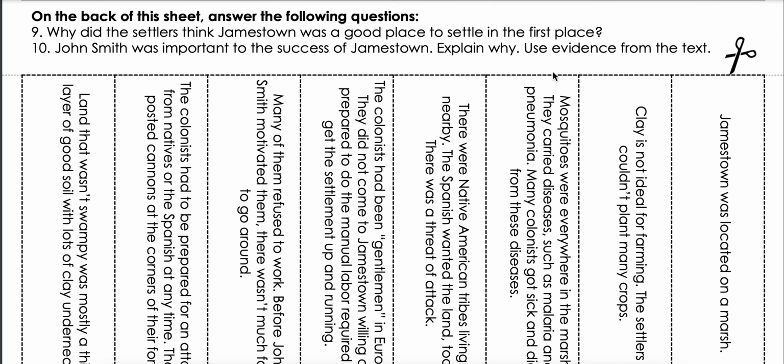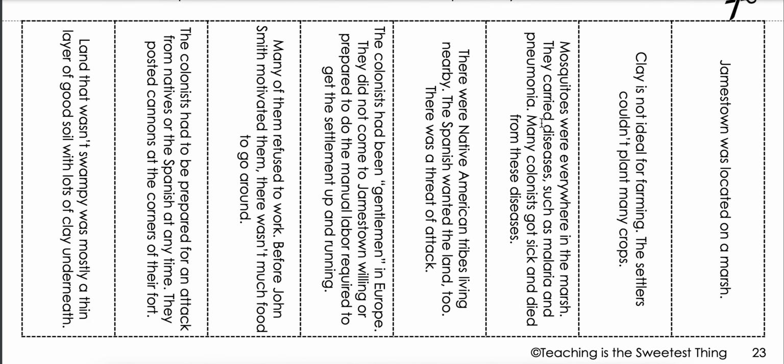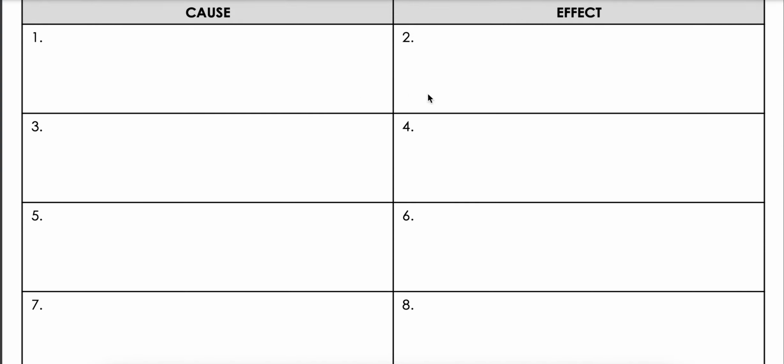Okay, so those two match up. So if you need to pause the video, like I said, to find those two, you can do that, or if you are writing in the numbers, whatever you need to do. But Jamestown was located on a marsh is the cause. Mosquitoes were everywhere, and they carried diseases, and people got sick is the effect. So that's 1 and 2.